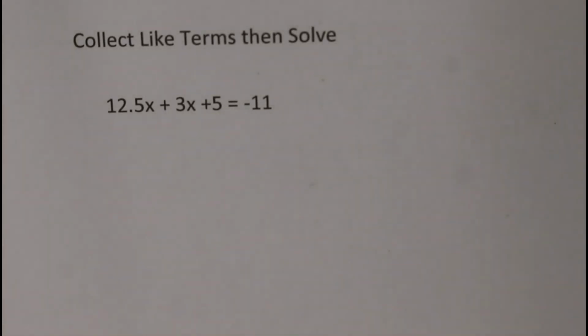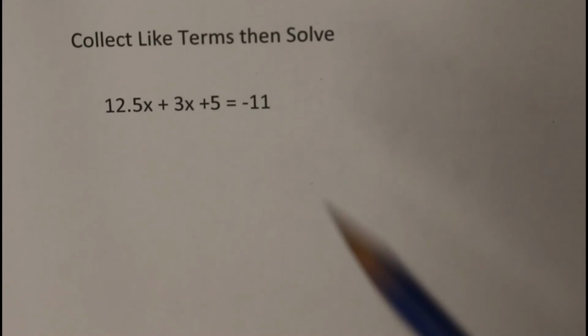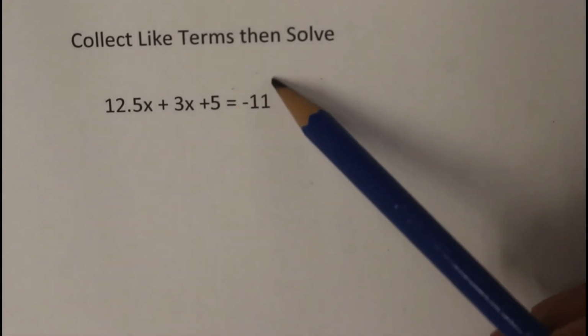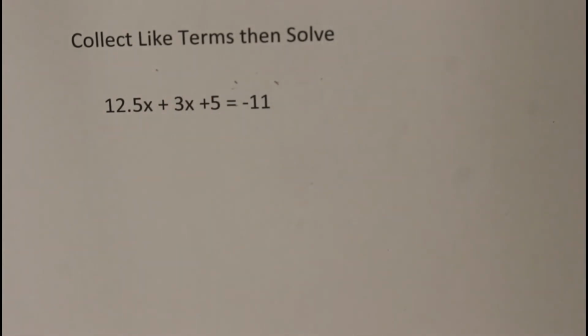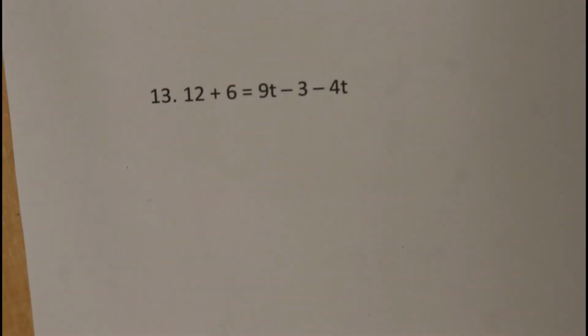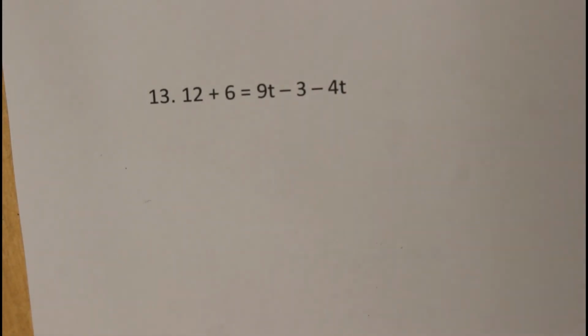So these ones you have to collect the like terms, then solve it. And for this one, it's a bit different. You only collect the like terms on the same side of the equation. What do I mean by same side? This is one side, to the right of the equal sign, and this is the other side, to the left of the equal sign. So 13, for example, you collect these, put those two together, and you put these ones together. Then you'd start solving a normal equation.